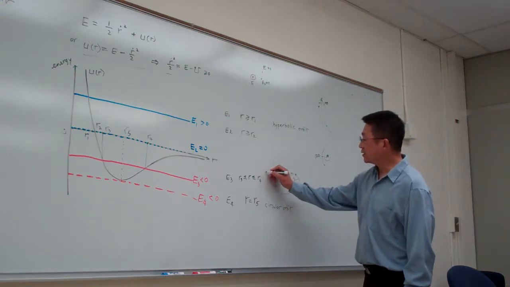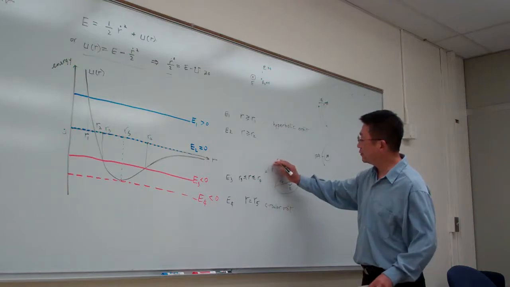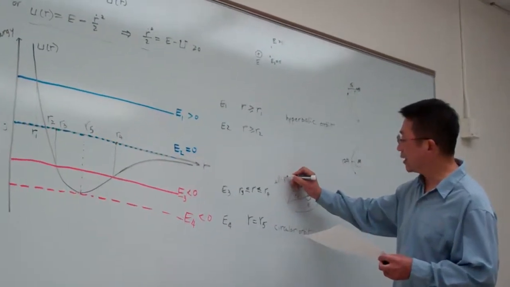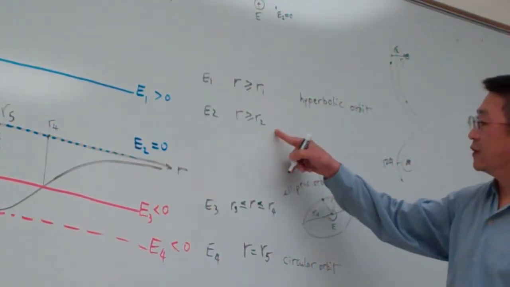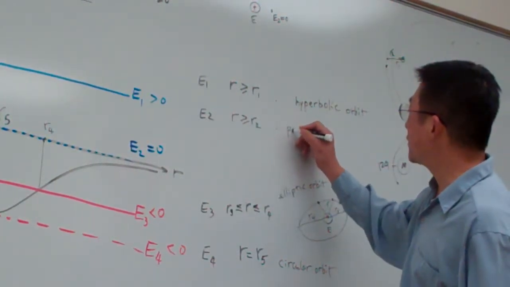For this one, this is an elliptic orbit. And for this one, E2 just matches, so this is basically the parabolic orbit.